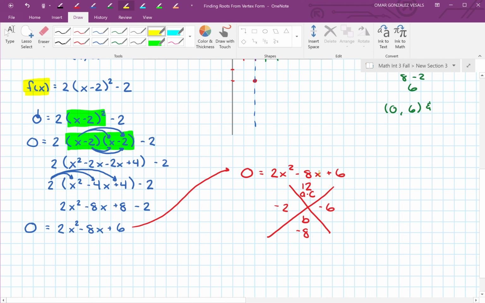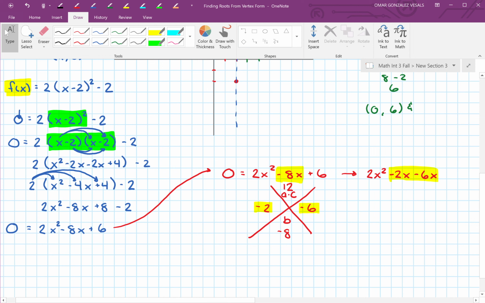I'm going to highlight that negative 8. And I'm going to highlight this negative 2 and negative 6. What is negative 2 plus negative 6? It's negative 8, right? The reason we did this is I'm trying to rewrite this as 2x squared, and I'm trying to rewrite the negative 8x as negative 2x minus 6x. Because what is negative 2x minus 6x? It's negative 8x, right? So it's still the same thing, I just wrote it differently. You guys still with me?